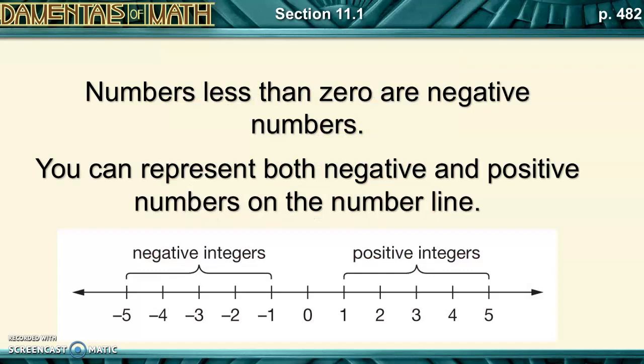Well, there are different numbers out there. Most of the time in this class we've talked about numbers that are positive numbers, but there are also negative numbers out there. Numbers that are less than 0 are called negative numbers. You can represent both negative and positive numbers on what's called a number line.